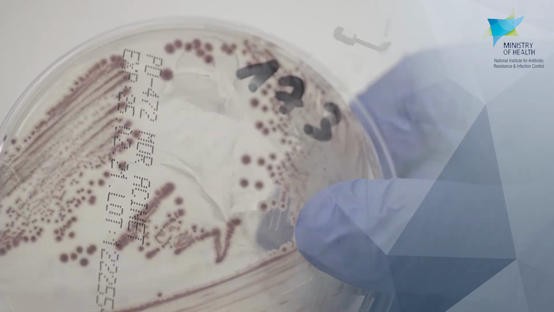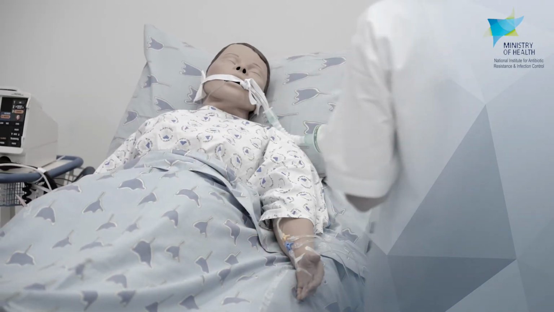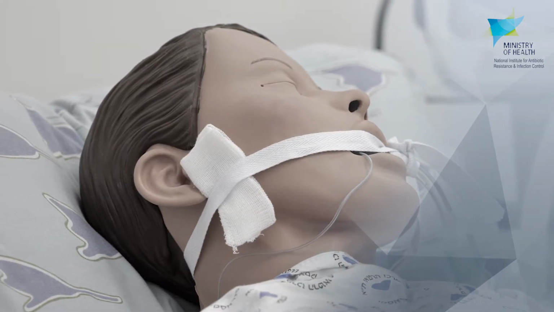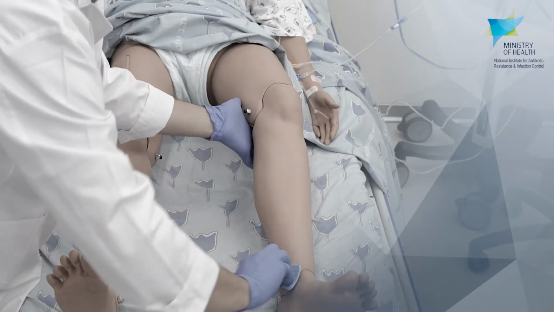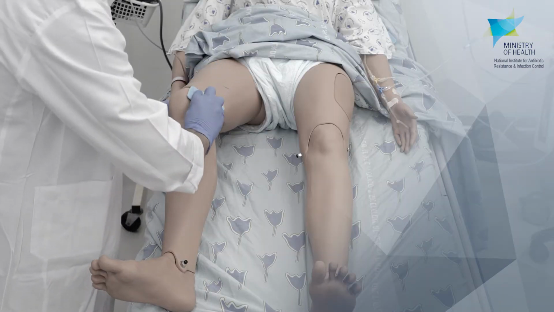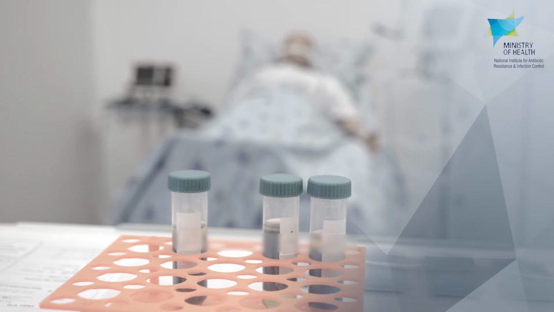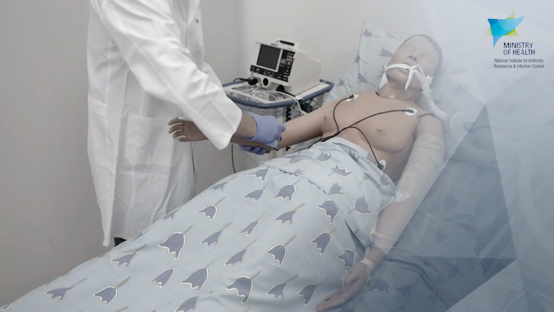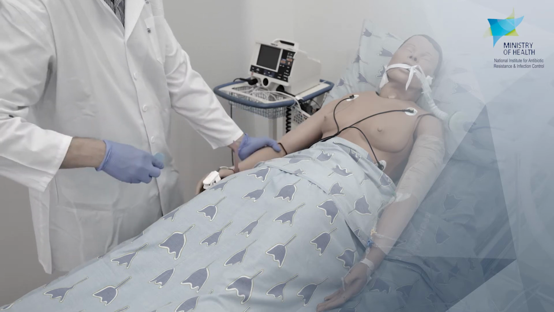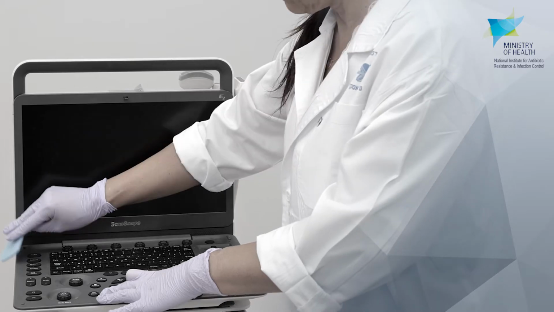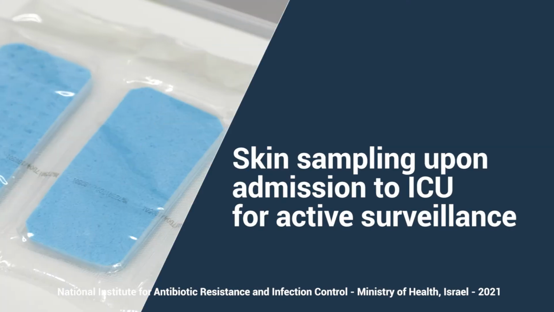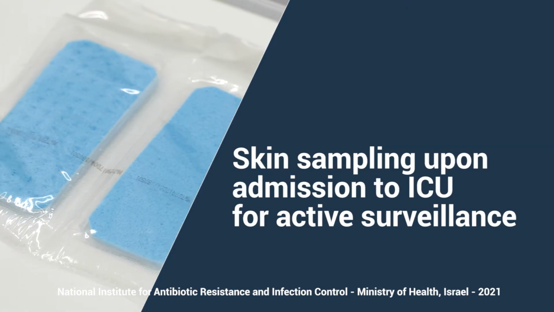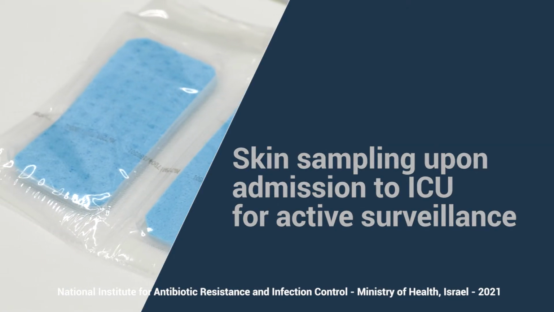Samples for detecting CRAB carriers are taken from 3 sites: the oral mucosa, the anus, and the skin. Among them, sampling skin has the highest sensitivity to detect carriers, over 90%. This video demonstrates how to take a sample from the patient's skin and from the environment as part of active surveillance. Skin sampling upon admission to ICU for active surveillance.